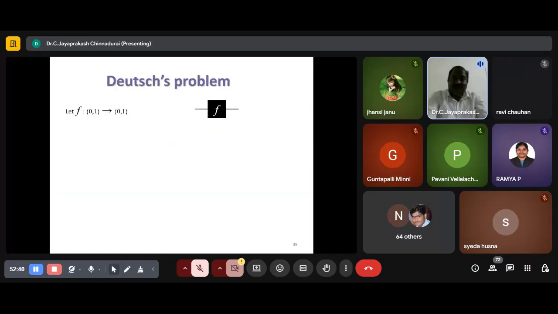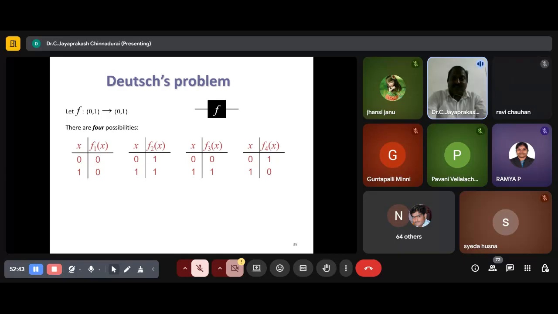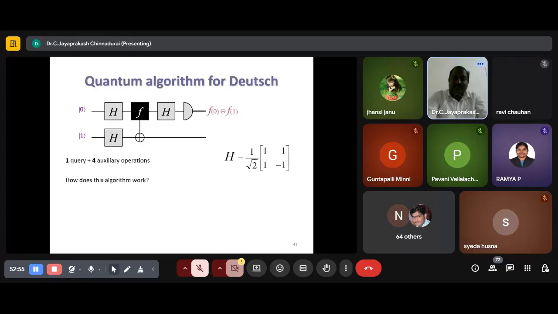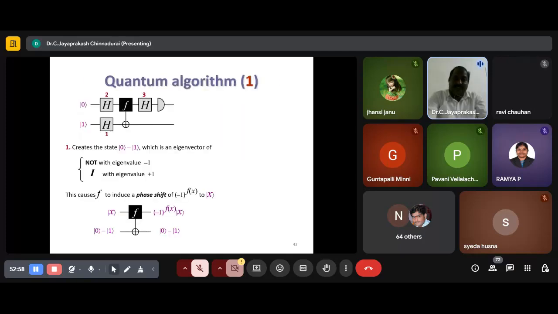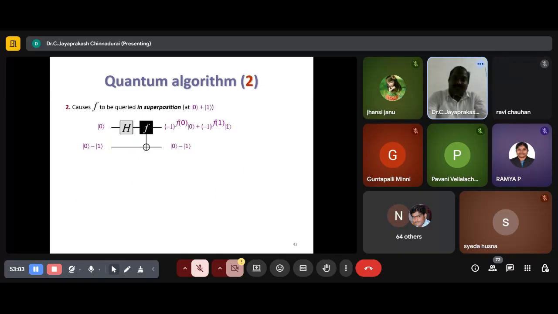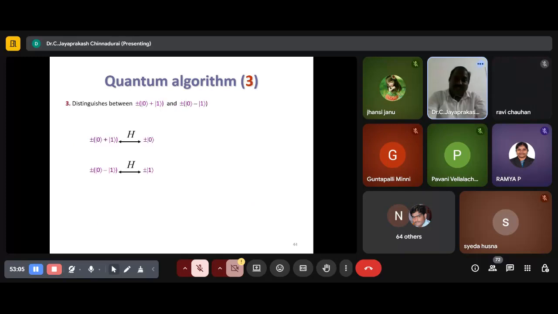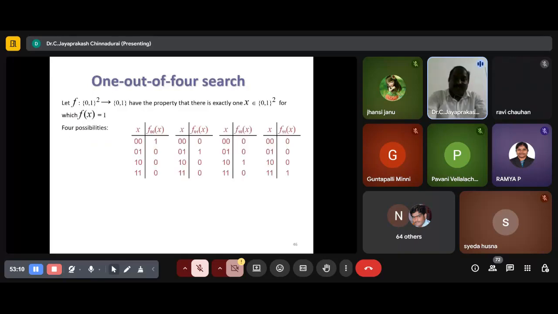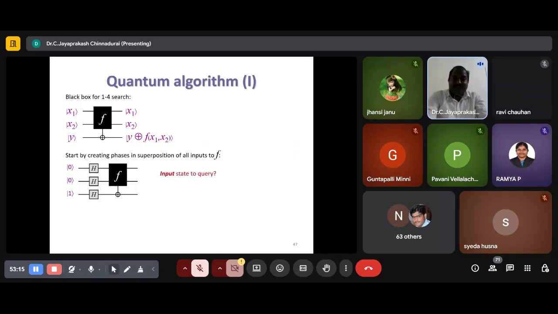And that's the problem. If you have 4 possible outputs like this, the goal is determining the product of f of 0 with f of 1, with a reversible black box for f, and a quantum algorithm for Deutsch. So we have a lot of algorithms there. Quantum algorithm 1, quantum algorithm 2, and quantum algorithm 3, how they will be represented. We have algorithms also. Going into detail about those algorithms will take time.